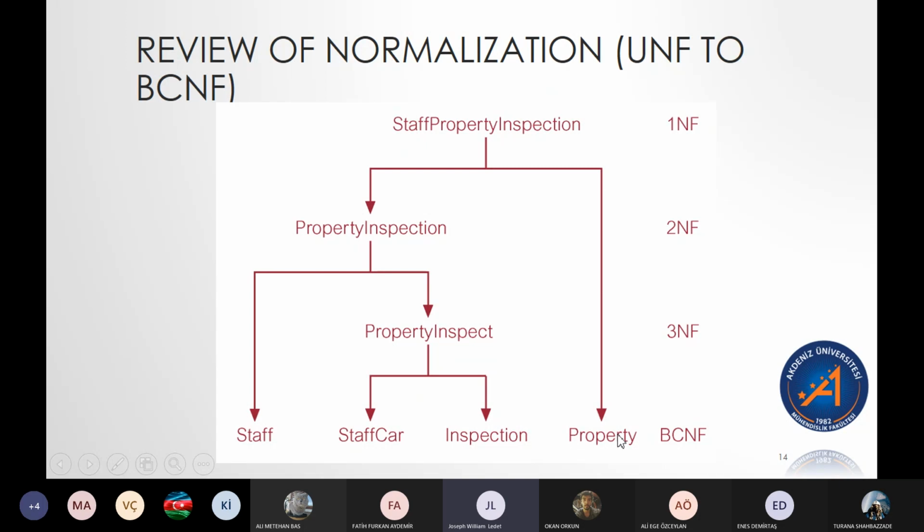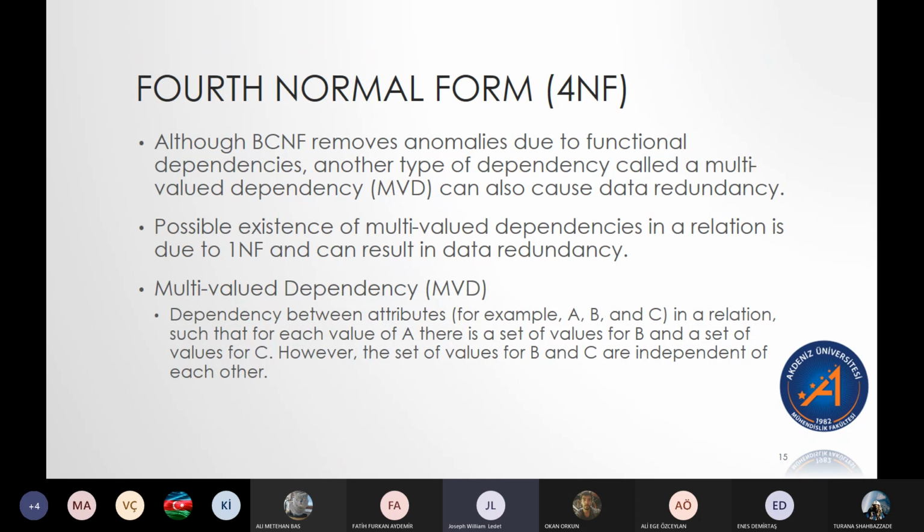Right. So if we wanted to get this all the way into Boyce-Codd normal form, we would need 4 tables in order to make this happen. To third normal form, we would only need 3. And Boyce-Codd isn't even the highest normal form that we can get to. We can go higher. We can go to the 4th normal form.